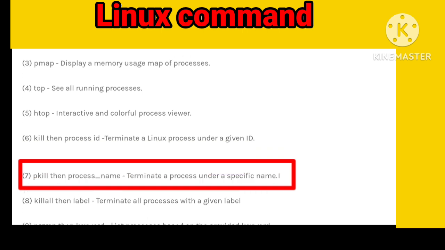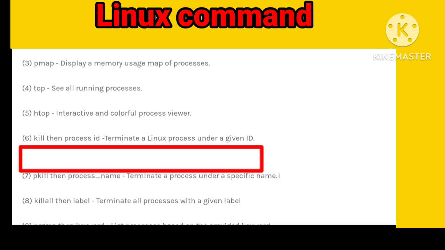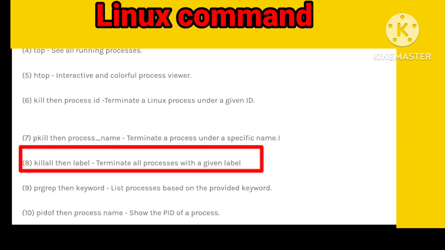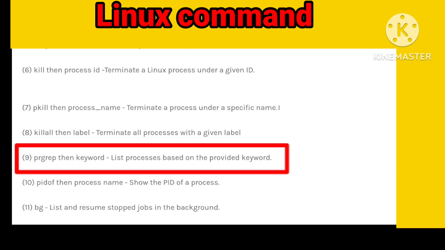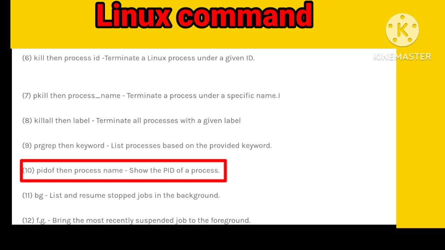Seventh, pkill after process name, terminate a process under a specific name. 8, killall then name, terminate all process with a given name. 9, ps -ef | grep then keyword, list process based on the provided keyword. 10, pidof then process name, show the pid of process.